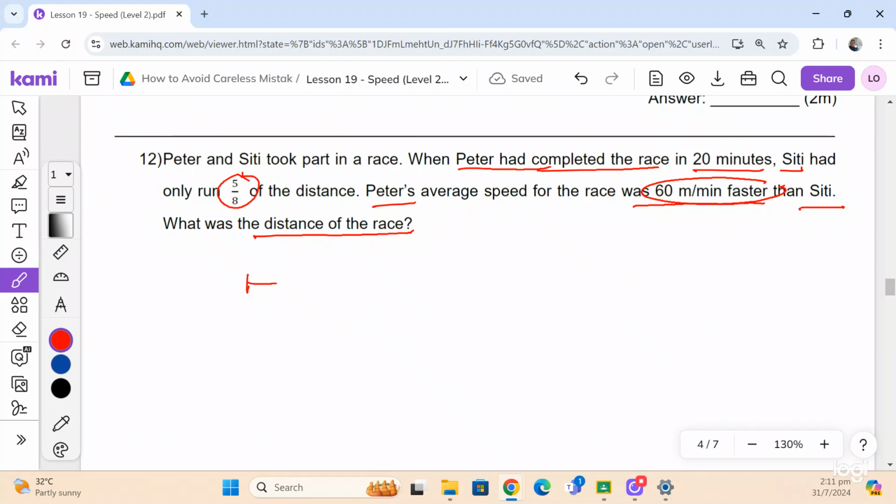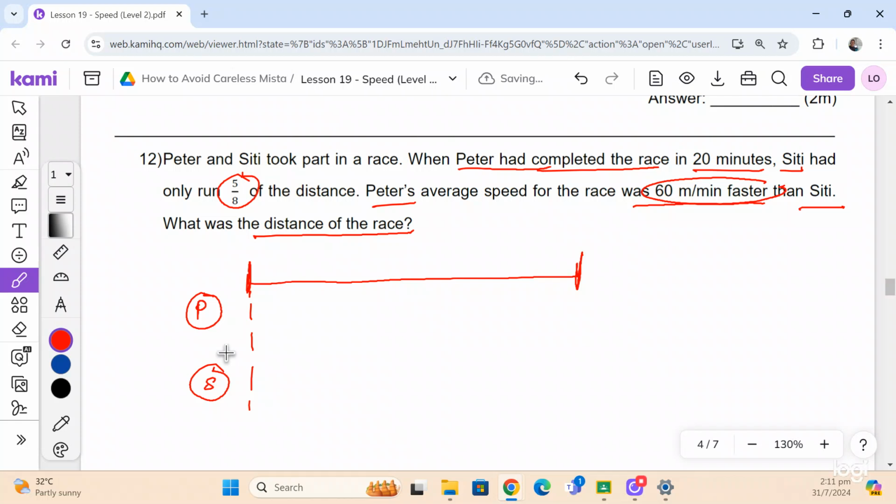So there is a distance line, and this is the start of the race and that's the end of the race. So this is called a distance line. And then there's a dotted line to show where they start. So Peter and then you have City. So you have two persons, and they are at the same point. And when Peter had completed the race, you have to draw Peter all the way to the end. And there's also a dotted line to show where Peter has arrived.